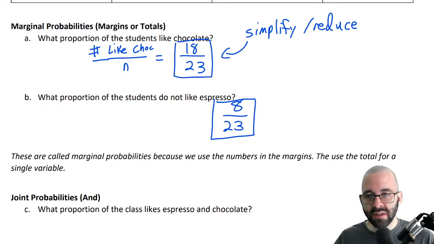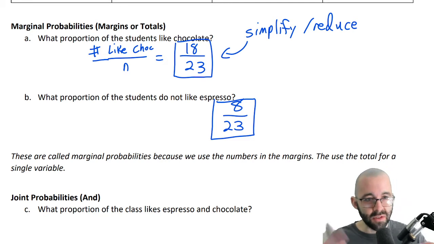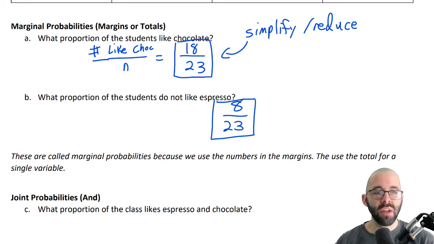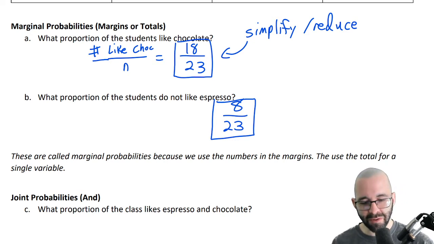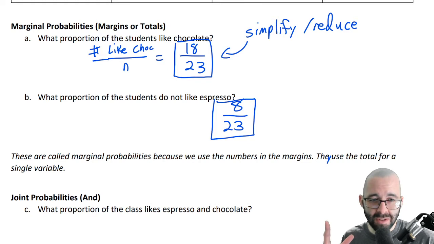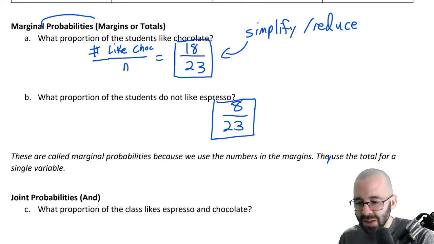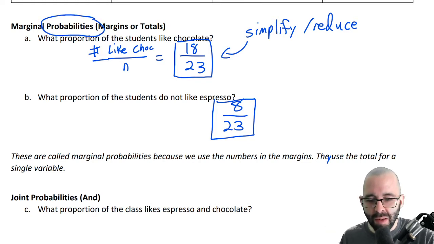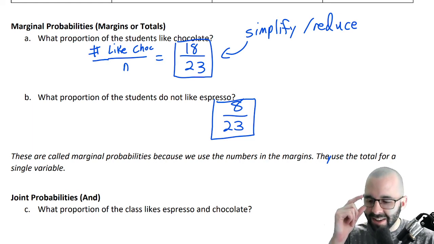So again, this kind of restates what I said earlier. These are called marginal probabilities because we use the numbers in the margins. They use the total for a single variable. All right. So that's one of them. We just looked at proportions right now. And you said, Jason, we only looked at proportions. We didn't look at probability. What's going on? You'll find out later.